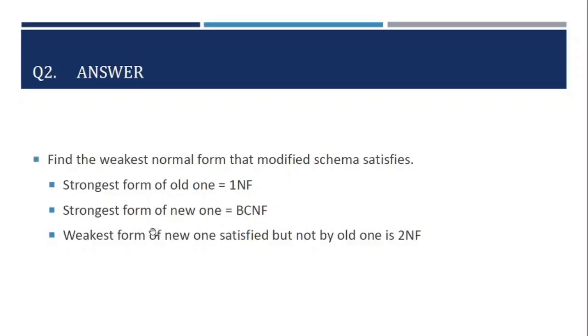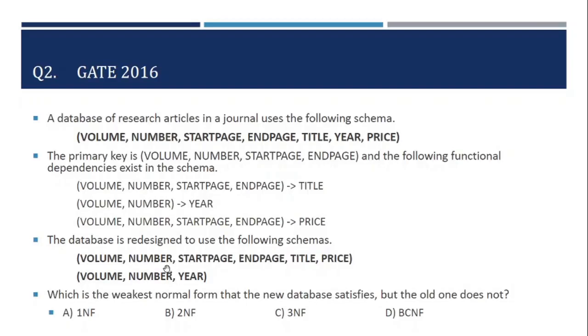What is the weakest form of the new one that is satisfied but the old one does not? That is second normal form, because the old one doesn't satisfy 2NF, it doesn't satisfy 3NF, and it doesn't satisfy BCNF. But the new one satisfies 2NF, 3NF and BCNF. Among them, which one is the weakest? It is 2NF. So the answer to which is the weakest normal form that the new database satisfies but the old one does not is 2NF.